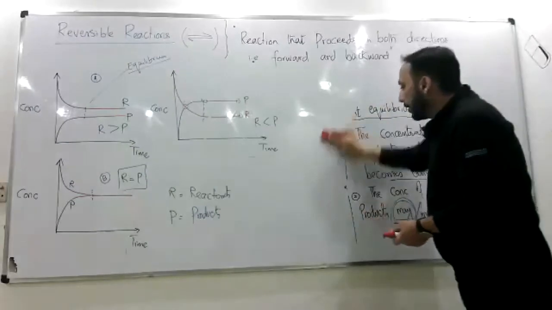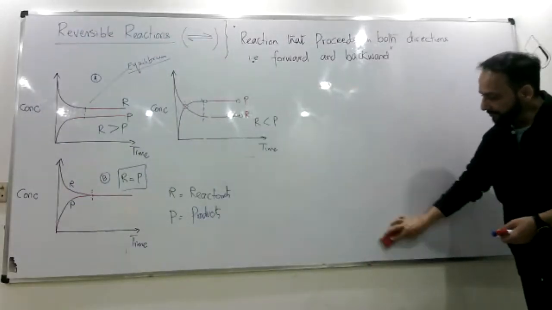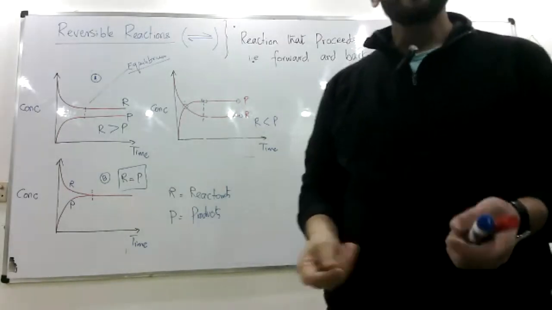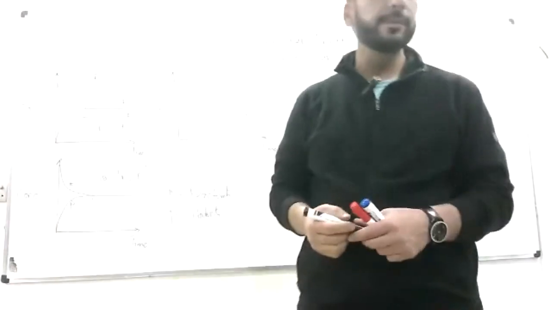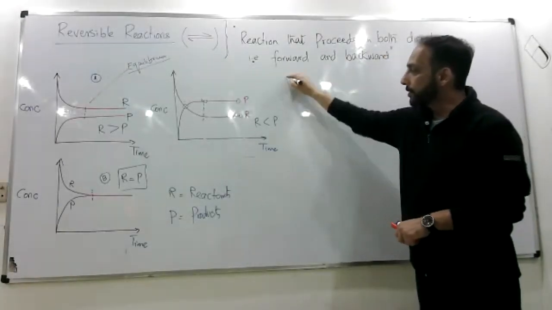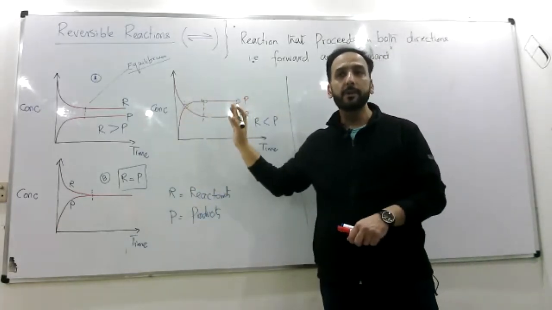I'll draw a fourth graph and someone will have a heart attack, I know. That will be a wrong graph, and you guys need to tell me why is that wrong. So one of these graph can be correct for a reversible reaction. ठीक है, all these are 3 correct graph.